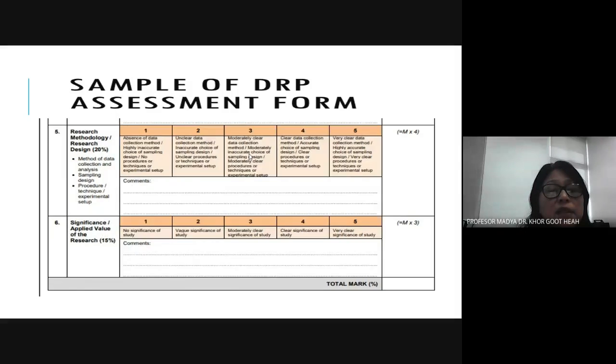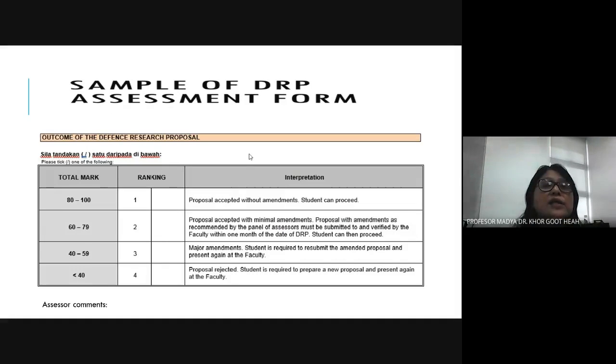After the DRP, the student will be graded based on the mark score. The outcome of the DRP can be graded from 1 to 4. If the student gets a mark of less than 40, they are ranked number 4. Ranking number 4 means the proposal is rejected. The student is requested to prepare a new proposal and present again at the faculty. For marks of 40 to 59, ranking number 3, it is a major amendment: students have to resubmit the amended proposal and present again to the faculty.